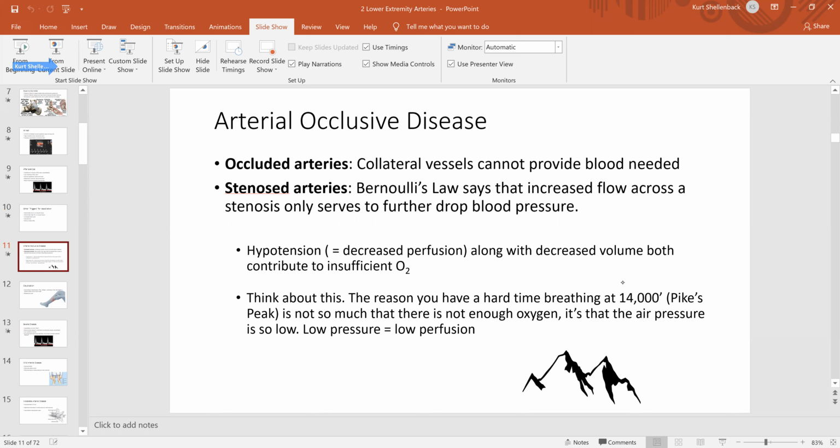Anyway, arterial occlusive disease, occluded arteries, collateral vessels cannot provide blood needed.